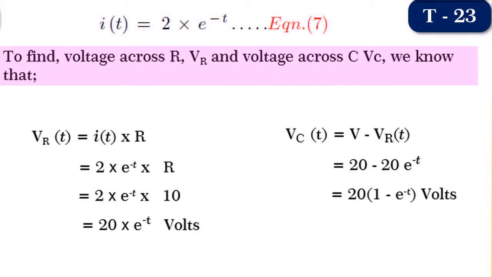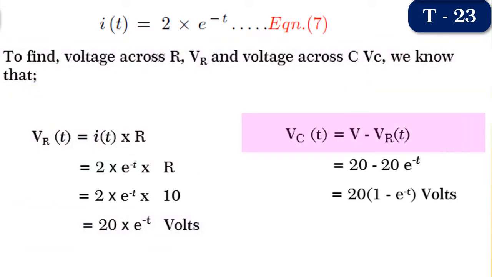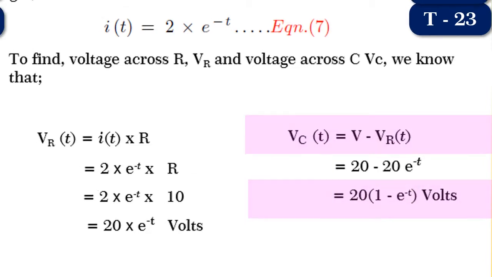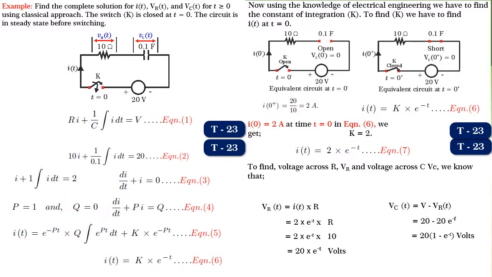We know that VR is equal to I into R, and hence substituting the values, we get VR is equal to 20 e to the power of minus t volts. Similarly, Vc is equal to V minus VR, and by substituting the values and solving, we get Vc is equal to 20 into (1 minus e to the power of minus t) volts. Friends, is it not simple?